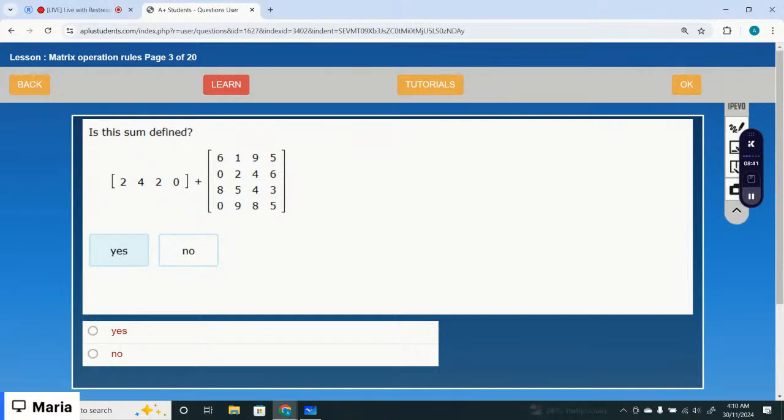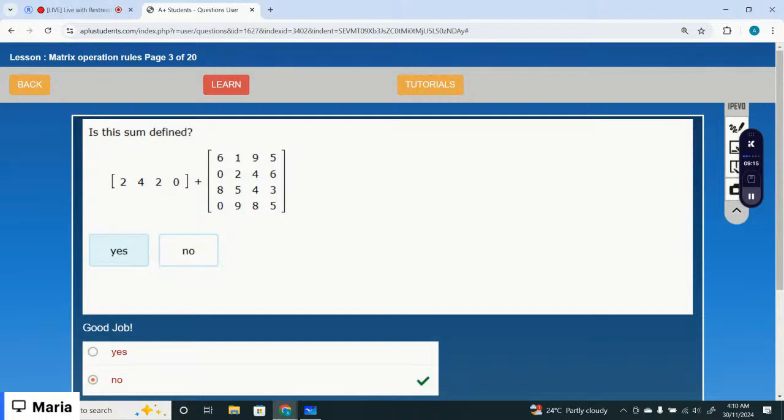Is the sum defined? So which is the correct option? No, you cannot, right? If you are going to add two matrices, they must have the same dimensions. Given that they don't have the same dimensions, you cannot add them, right?